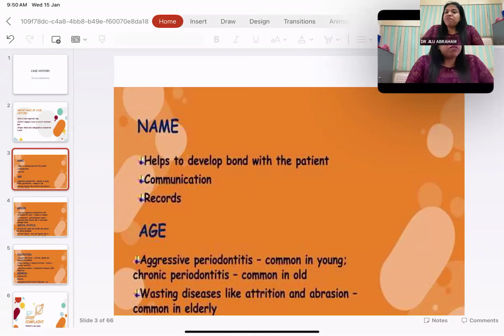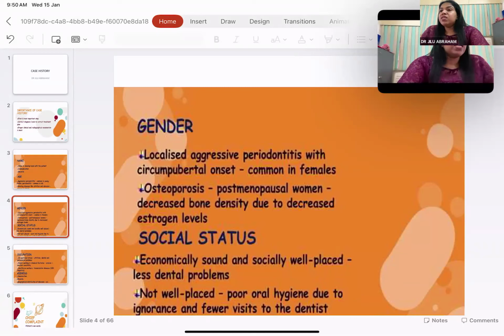When it comes to age, some diseases are most common in certain age groups. Aggressive periodontitis is more common in young age, while chronic periodontitis is most common in old age. Other wasting diseases like attrition and abrasion are commonly seen in elderly patients. Gender also we have to record, because localized aggressive periodontitis has a more predominance in females, and osteoporosis is most common in postmenopausal women because of the hormonal changes.